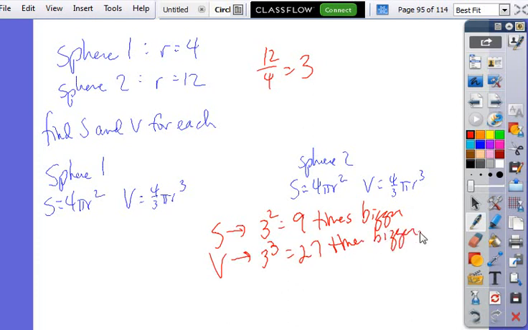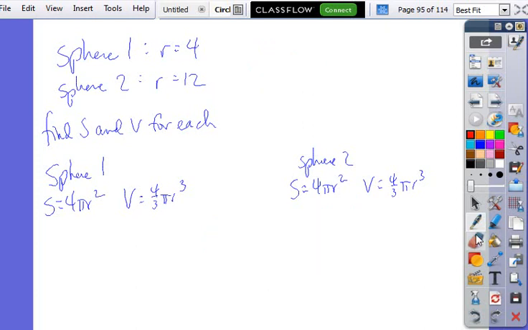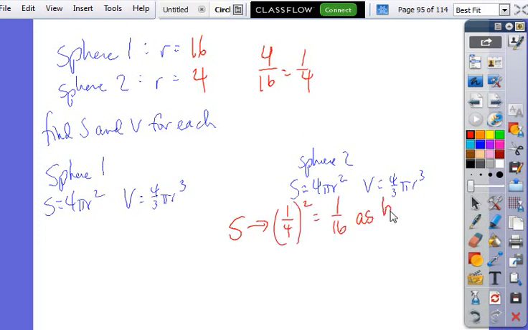All right, do this last one up here. All right, so if I'm doing this one, what's obviously happening with the radius? Got smaller. When I compare the two, the radius is 1/4 as big. So for surface area, I'm going to take that 1/4 and square it, which means 1/16 as big, or another way of saying it would be 16 times smaller, whichever way you want to do it. Volume would be 1/4 cubed, which would be 1/64 as big or 64 times smaller. Again, whichever way you like.